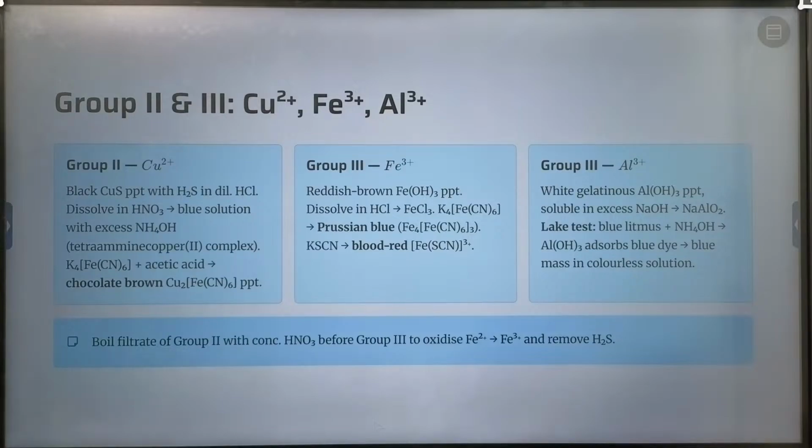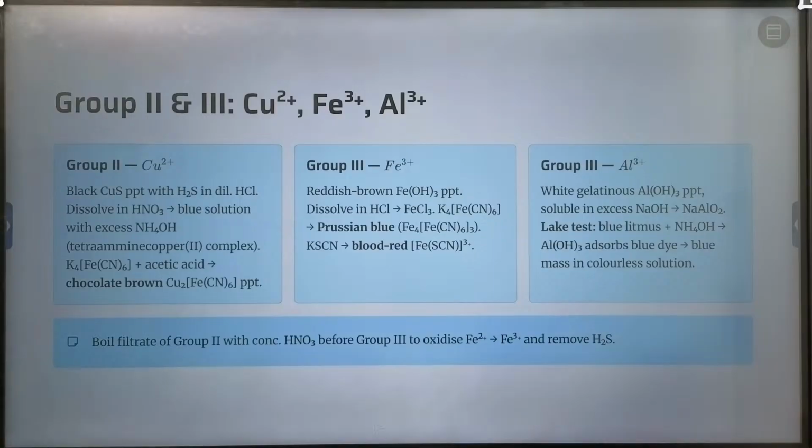Or you can go for the next test also, which is a very common test we usually know, which is said to be the chocolate brown precipitate. So you take potassium ferrocyanide and acetic acid, along with your metal salt solution. That potassium ferrocyanide is actually K4[Fe(CN)6], right? Now in that complex, the counter ion is potassium, and that is replaced by the copper which is present in your metal ion, and you get a copper hexacyanoferrate 2 complex.